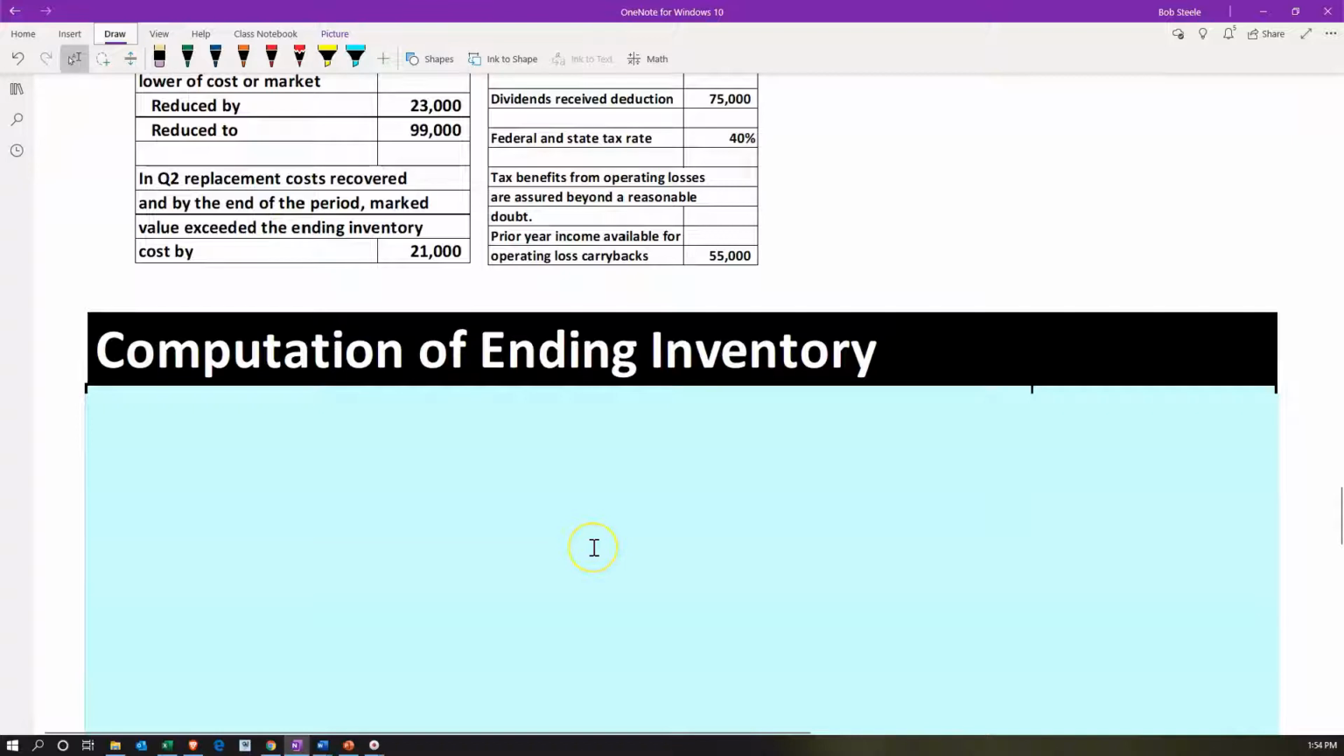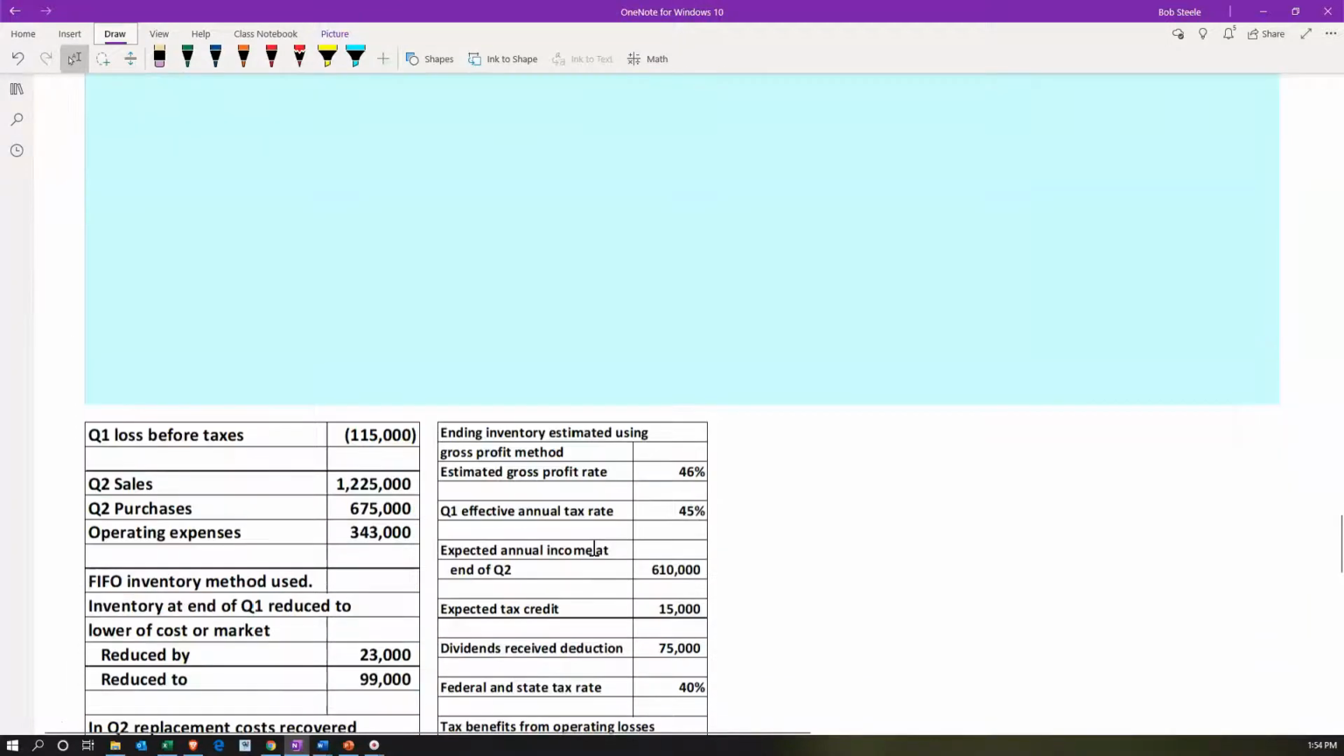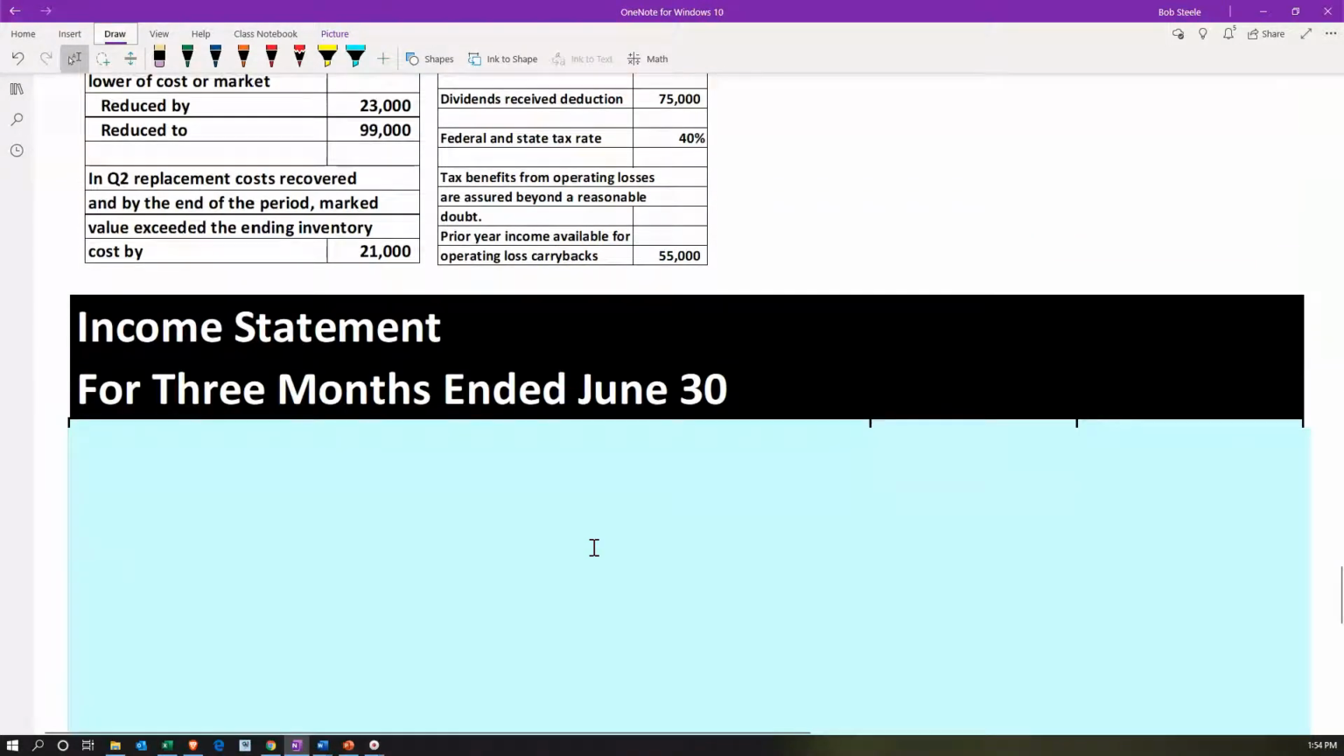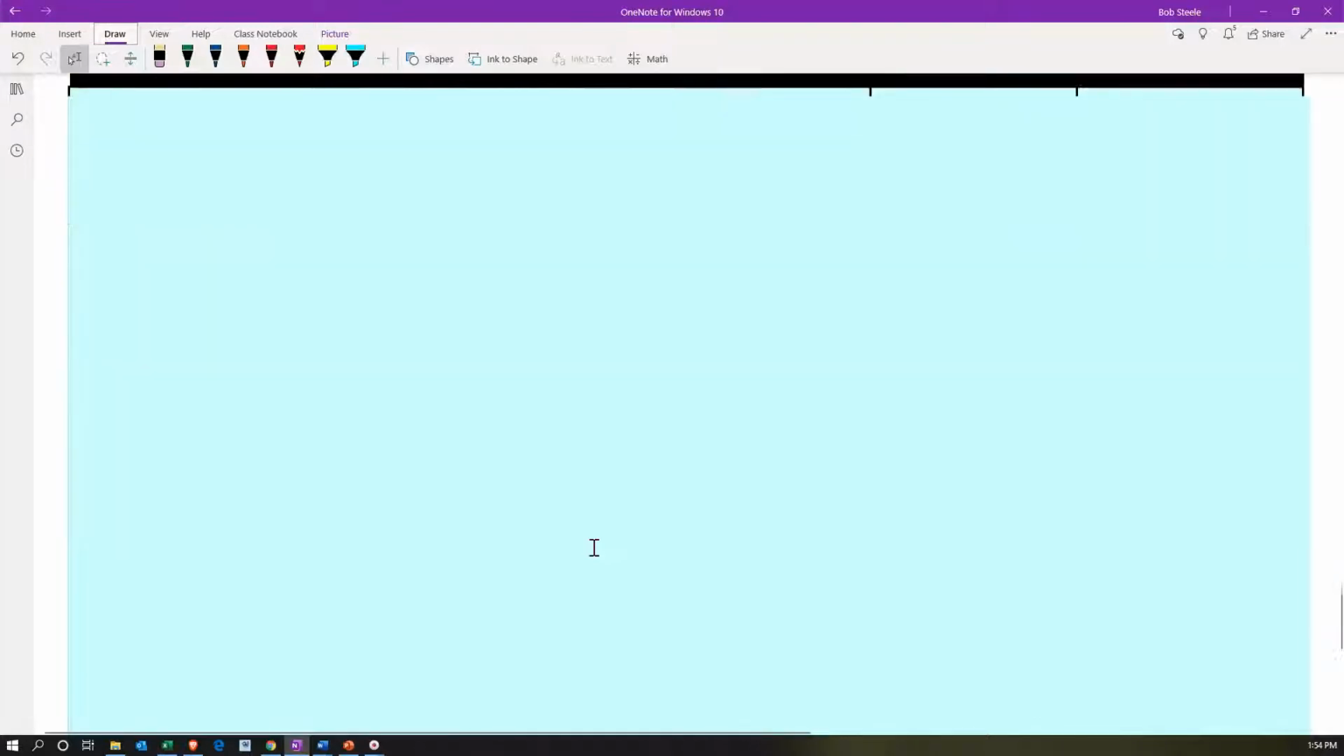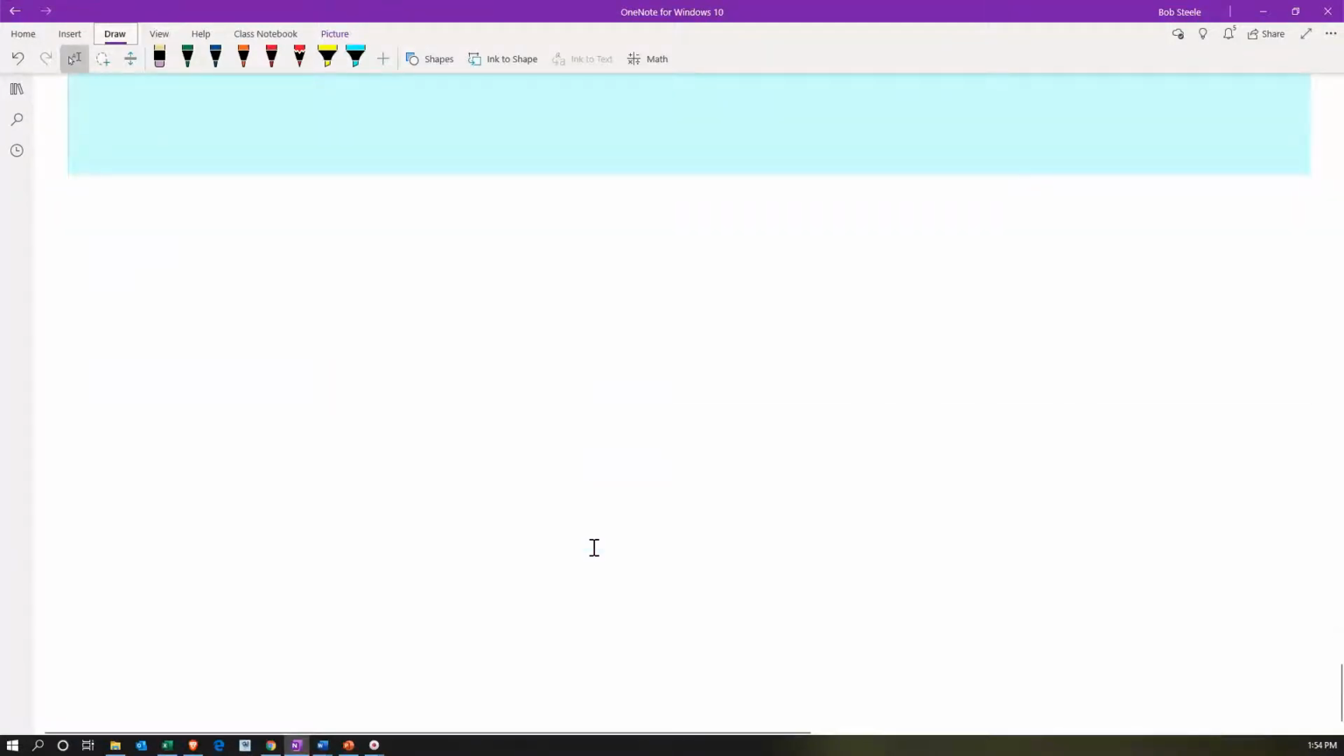Then we'll do a computation of the ending inventory that we'll have to do within our worksheet. Then we'll take a look at the income statement for the 3 months ended June 30th, which is going to be the second quarter. In doing so, we're going to have to calculate the taxes. And to calculate the taxes, we're going to have to take into consideration the first quarter.